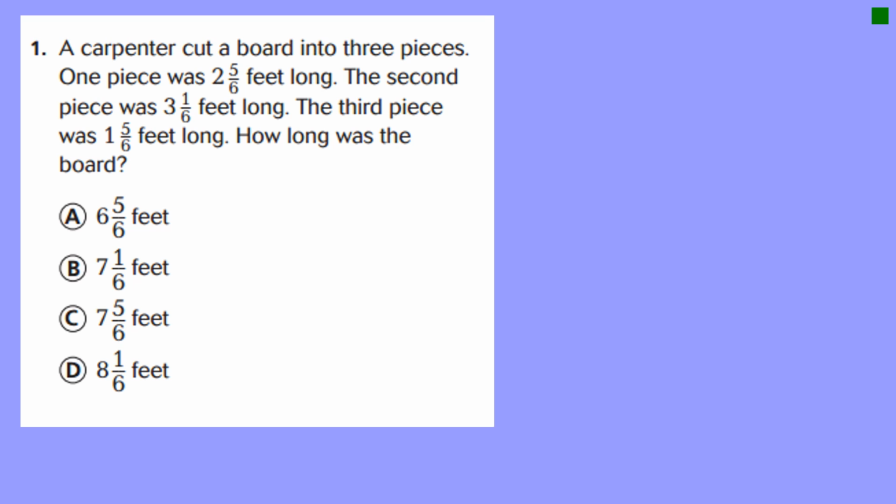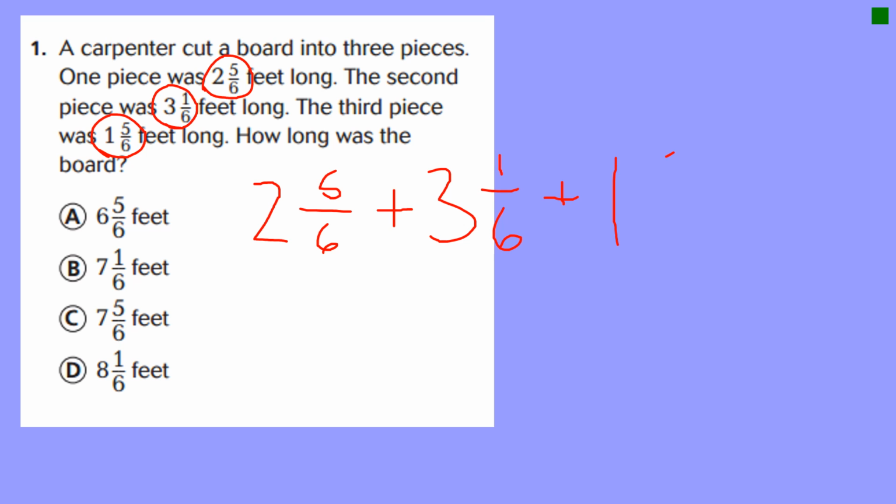All right, so here we go. One piece was 2 5/6. The second was 3 1/6, and the third was 1 5/6. So he had a board and he cut it into 3 pieces. So how long was the board to start with? Well, let's combine the 3 pieces he has. There's the first piece, plus the second piece, plus the third piece.